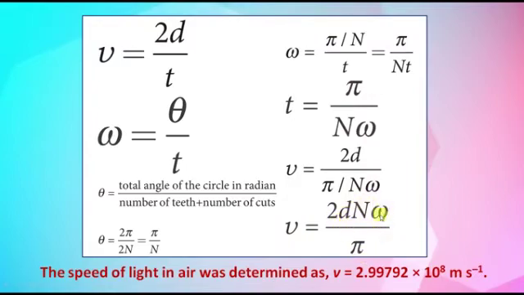Now we substitute the known values. We determine the speed of the light in air as v is equal to 2.99792 into 10 power 8 meter per second. If we round off this value, we get 3. So v is equal to 3 into 10 power 8 meter per second.